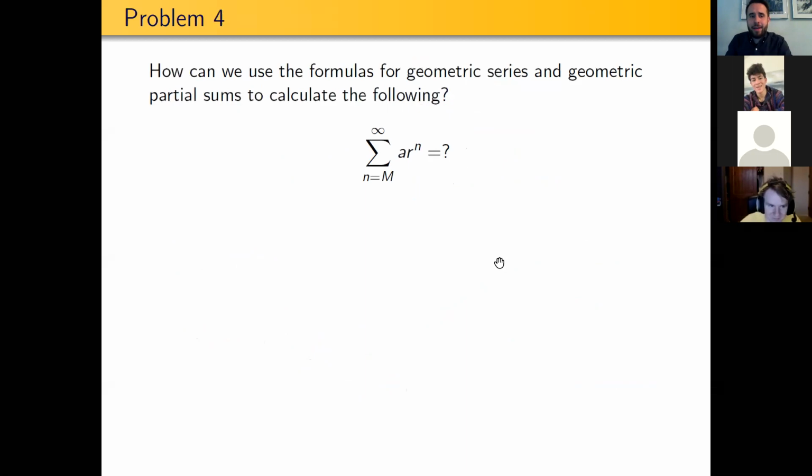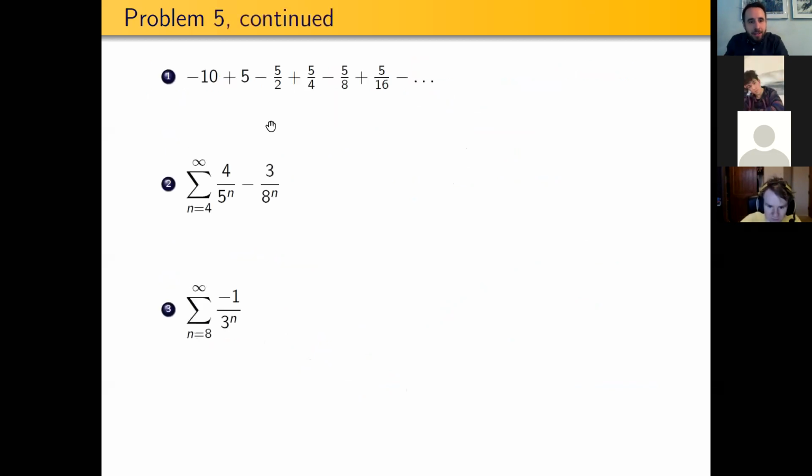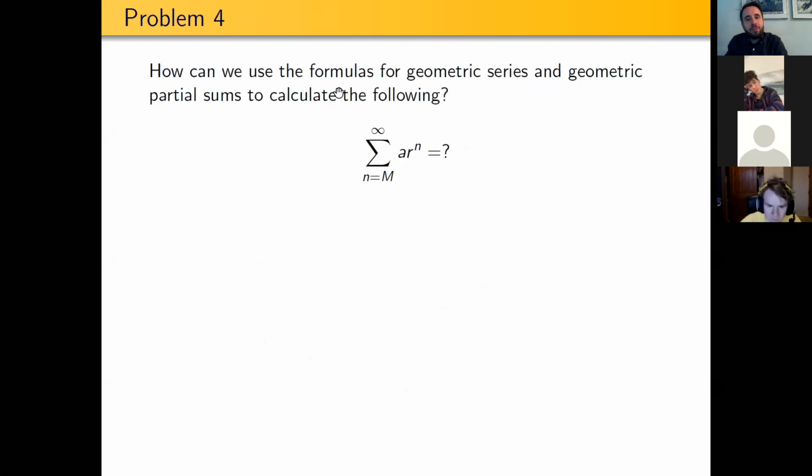So I want to end, and maybe I'll end a moment early here, by looking at this problem and maybe solving one of these next few problems. We'll see. Well, at least we'll get through this problem here. This is kind of interesting, and this goes back to something that Jose asked earlier, about starting with some value other than 0. So how can we use the formulas for geometric series and geometric partial sums to calculate what might happen if we started with some value other than 0?